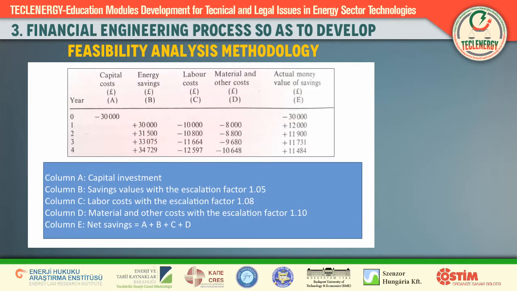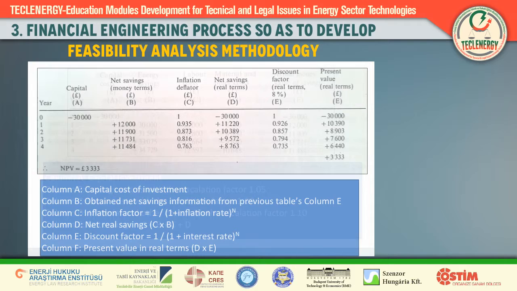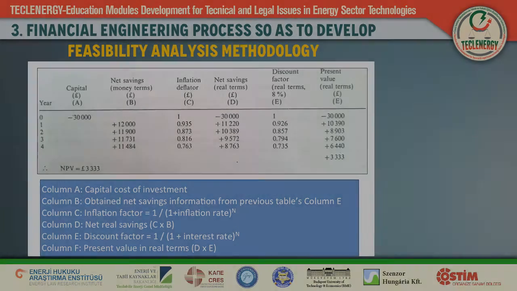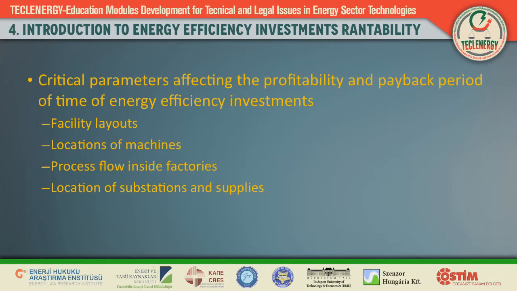According to this information, primarily net savings must be calculated by subtracting cost items from estimated savings values with the consideration of escalation rates. The first step is to develop a table concerning that process. The next and final step is to present net real valued gains by taking into account the rate of interest and inflation factor. Now, it's time to explain information about energy efficiency investments' profitability.